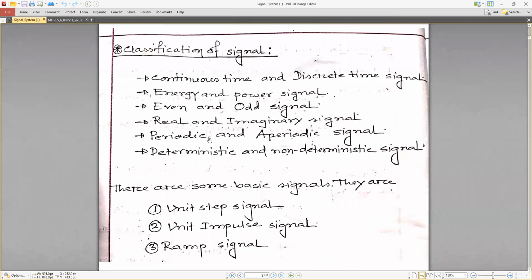Now the classification of signals. So continuous time signal and discrete time signal. You have already seen that. These are the two major signals. And some other signals are there, like energy and power signal, even and odd signal, real and imaginary signal, periodic and aperiodic signal, deterministic and non-deterministic signal. These are also signal types. So we'll see all the signals one by one. This is the classification.